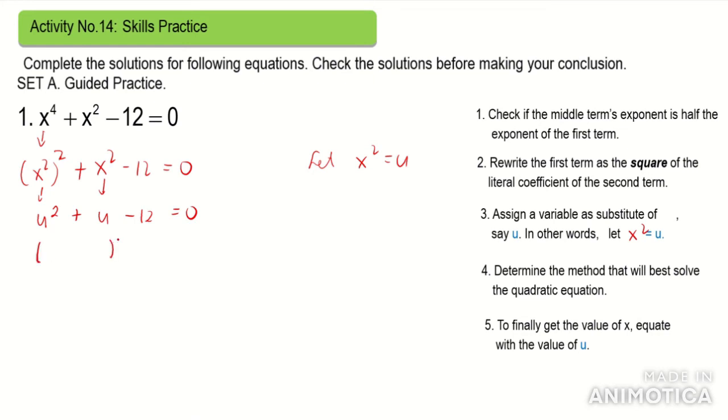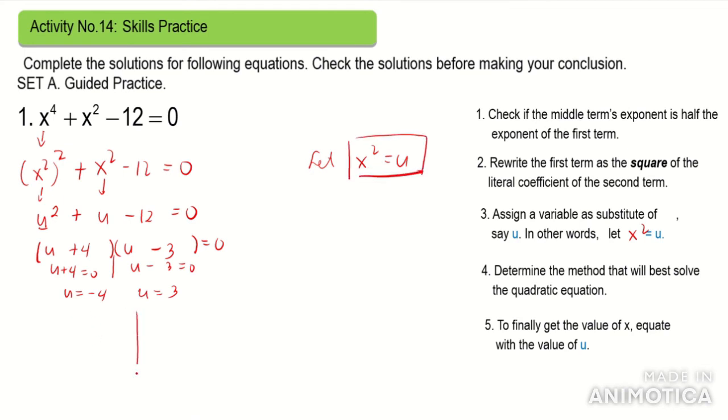this can be solved by factoring. So, we have the factors of u are u times u and the factors of -12 and added the sum is 1 are +4 and -3. Then we apply the zero product property. Okay, so we have here u is equal to -4 and u is equal to +3. Then we go back to this equation to finally solve for x.